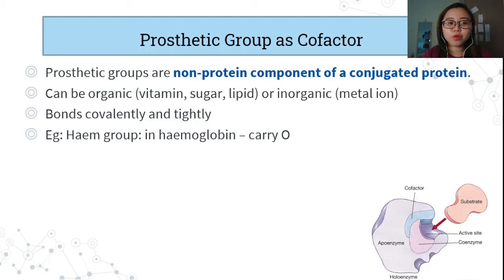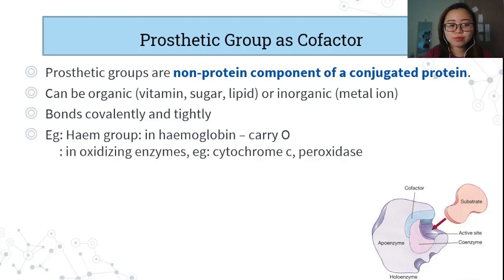Examples of prosthetic groups is heme group, which you can find in hemoglobin. Function of it is to carry oxygen. Another example is in oxidizing enzymes. For example, cytochrome C and peroxidase.